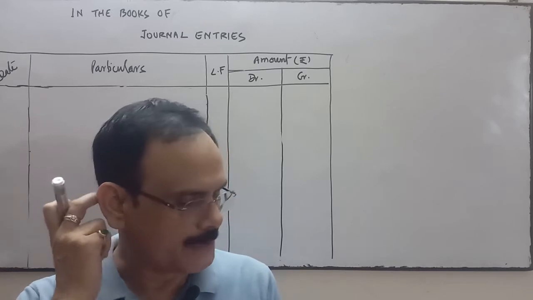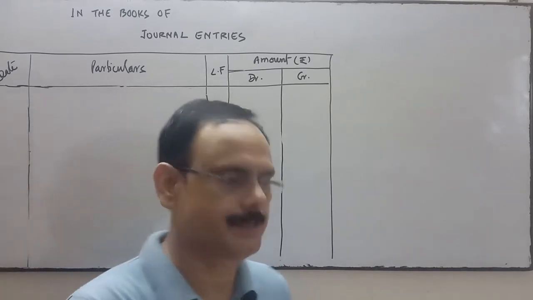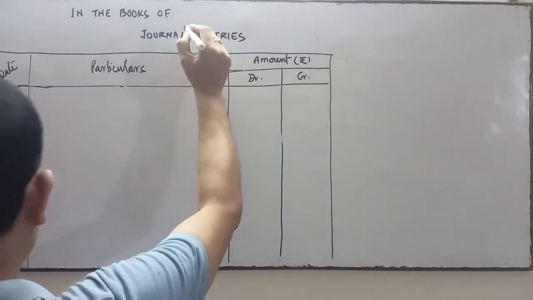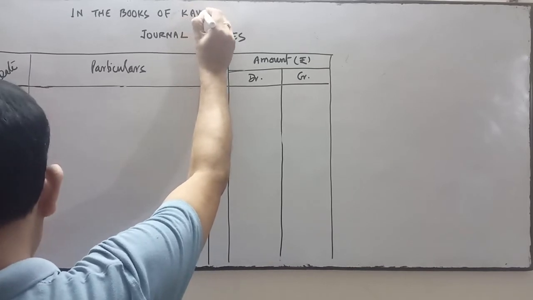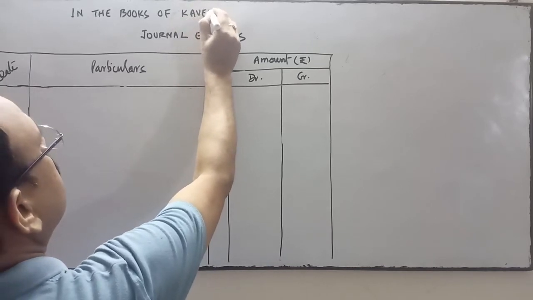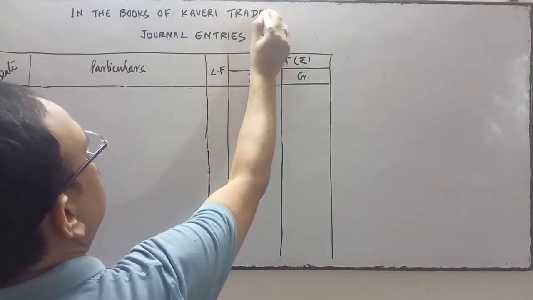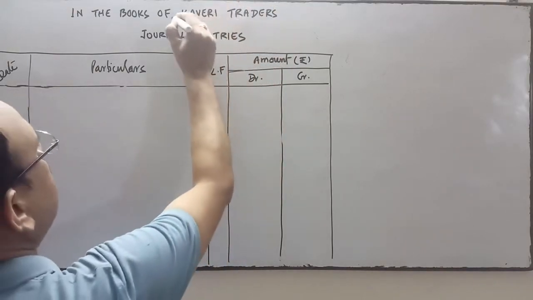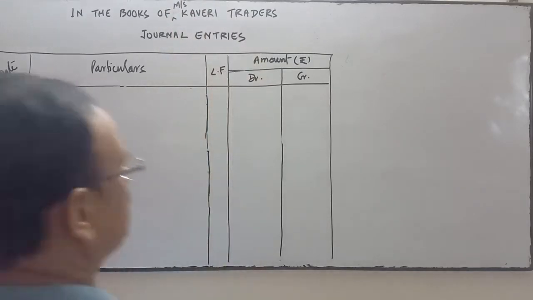So note down the question. Journalize the following transactions in the books of Messrs Kaveri Traders. Journal entry.